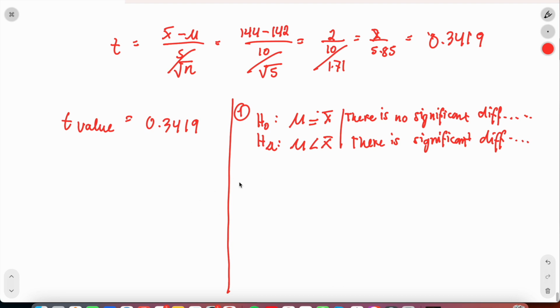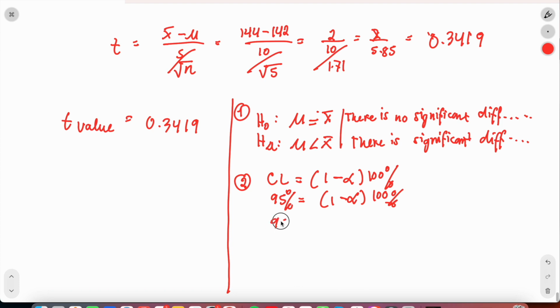So when we solve, we know that our alpha here is 0.05. Why? Because the confidence level is 1 minus alpha times 100%. If this is 95% and this is 1 minus alpha times 100%, then 95 over 100 is 1 minus alpha, or 0.95 equals 1 minus alpha. So alpha is equal to 0.05.